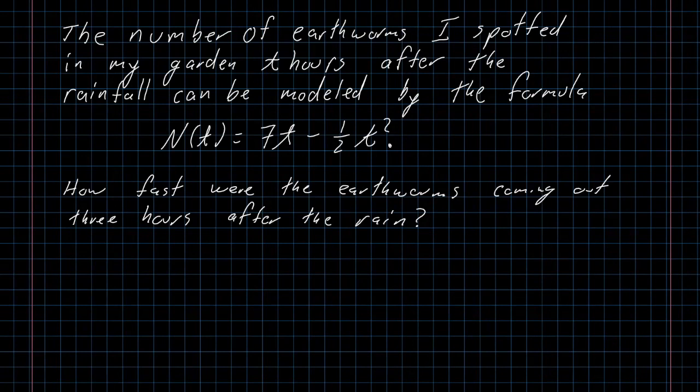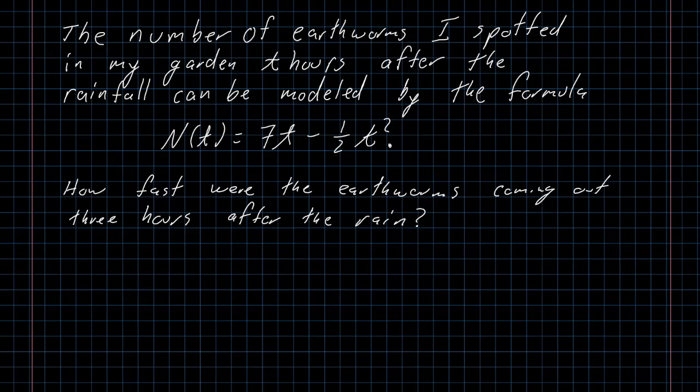Figuring out how to use the model in the first place, or how to write that formula in the first place, is something for another course. In this case, probably a statistics course. But again, we'll worry about what we can do once we have it, not how we got it, for this semester. In this case, we're asking how fast were the earthworms coming out 3 hours after the rain?